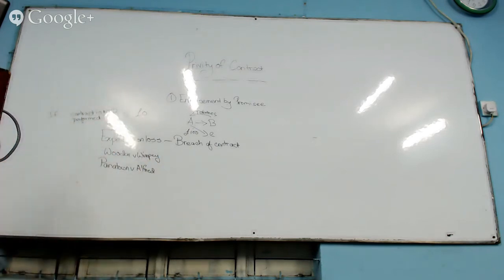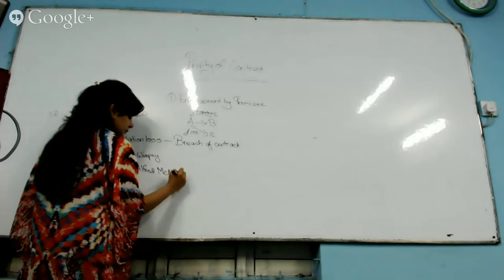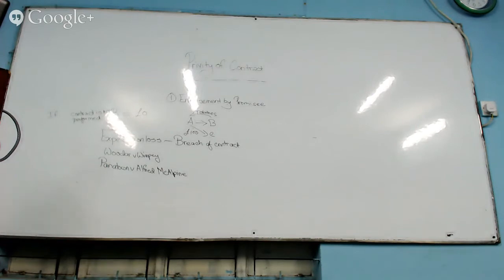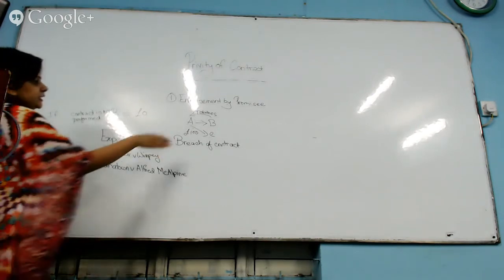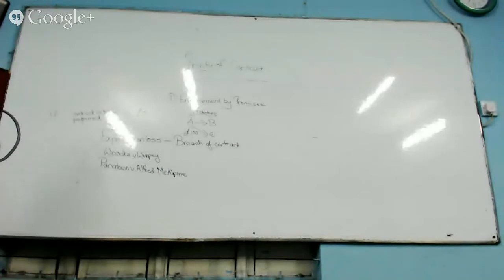Panatown versus Alfred McAlpine. Woodar versus Wimpey is the case for specific performance, and this one is for performance interest. So basically what we're learning is that even if B wins the case, the courts have a very difficult time understanding what is the measure of damages that he is entitled to. So it's very difficult to understand what amount of damages we'll give to B.